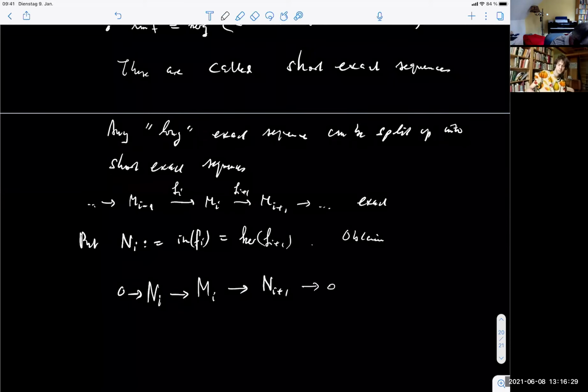So what I showed, this exactness here and exactness here, I argued, and by construction you also have exactness here. So this is an exact sequence, a short exact sequence. There's nothing deep here. It's just a graphical way of expressing things.